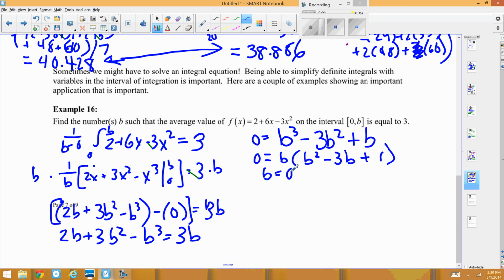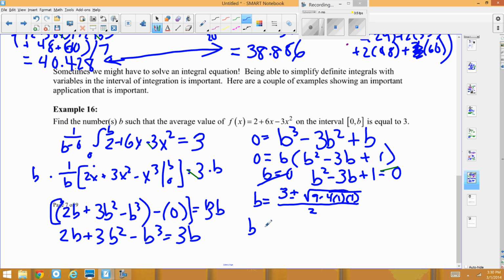That's on our interval, but is our average value going to be equal to 3 here? No, that's kind of irrelevant. All right, so now we have to solve this equation. Aha, quadratic formula, our favorite. So b is going to equal the opposite of b, so 3 plus or minus the square root of b squared minus 4ac all over 2a. So 3 plus or minus the square root of 5 over 2. Now we just need to check that both of those are in that interval.